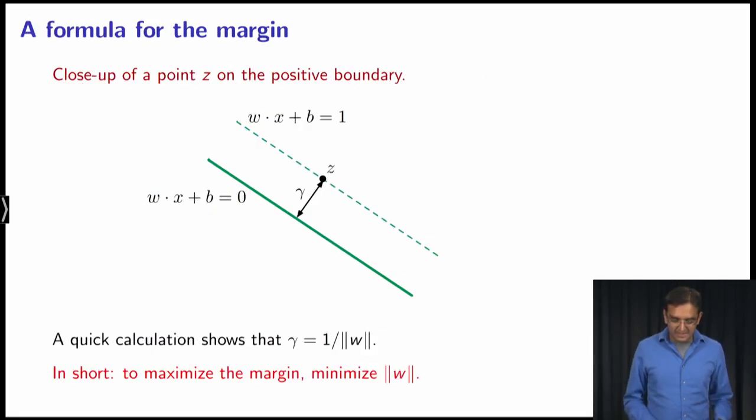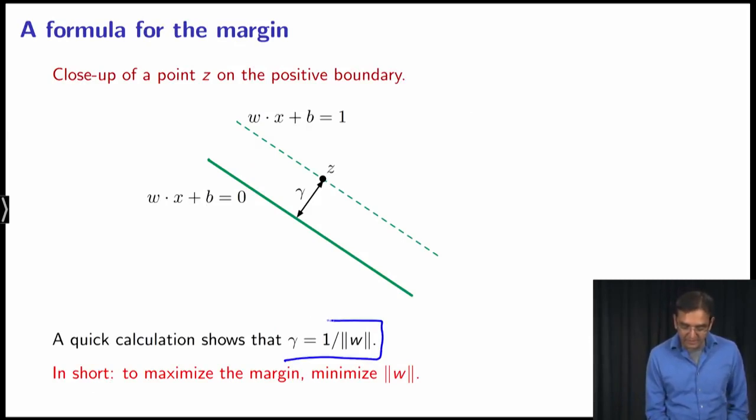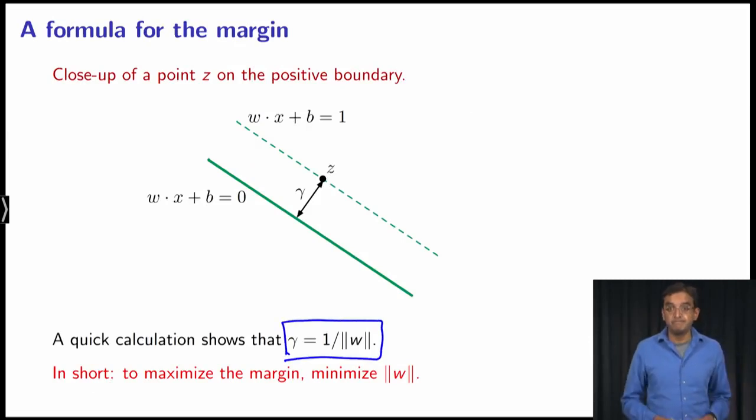Now it turns out that there's a simple formula for the margin. The margin is simply 1 over the length of w. Why is that? Well, you can just take my word for it. It's just a simple geometric argument. You don't need to know what it is. In case you're curious, I'll just give you a quick hint.